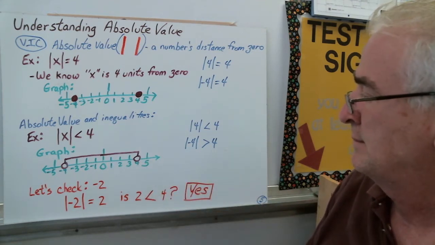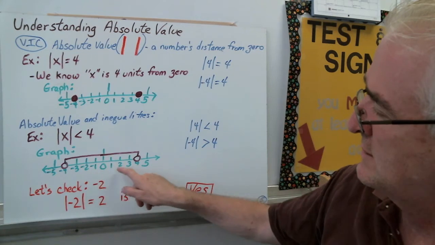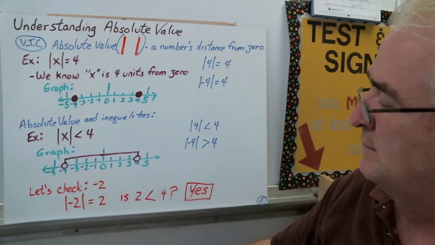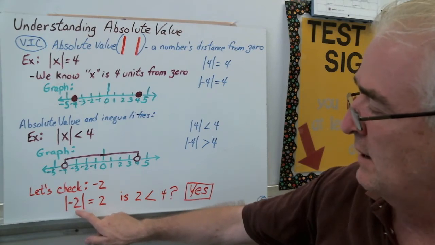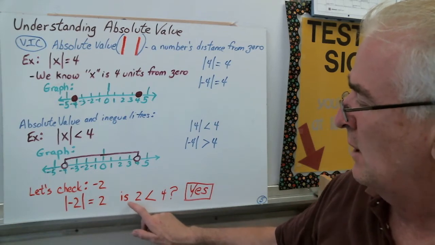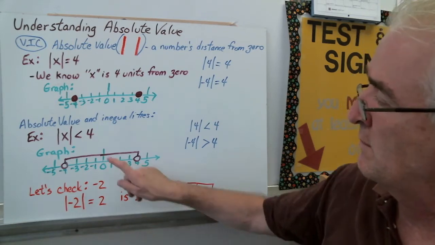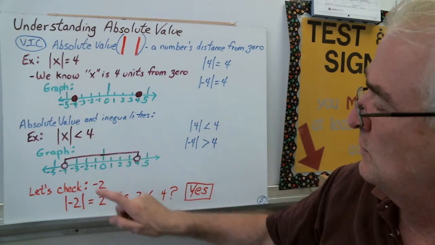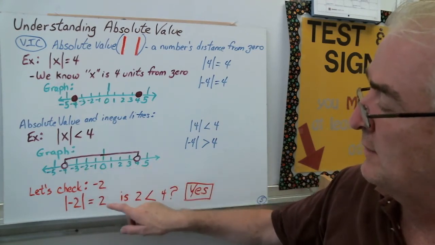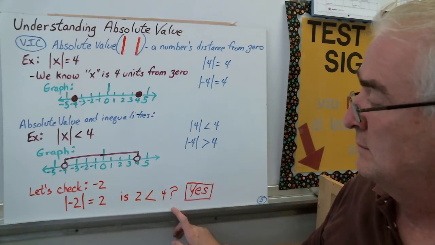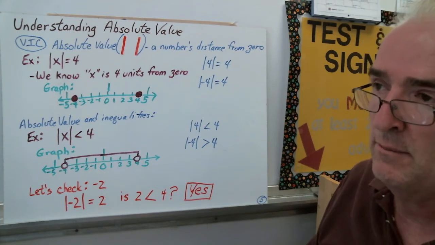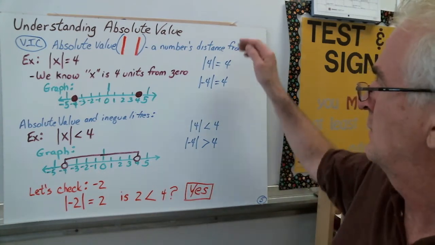Let's take an example from the solution set and see if it works. Okay? We're going to pick the number negative 2. So let's plug that in here. The absolute value of negative 2 is equal to 2. We know that's 2 units from 0. So is 2 less than 4? Going back to our original problem, we would put a 2 in here, and the answer is yes. So all of our answers here, if we put in 3, would 3 be less than 4? Would negative 3? Yes, because negative 3 is 3 units from 0, just as 3 is 3 units from 0. Okay?